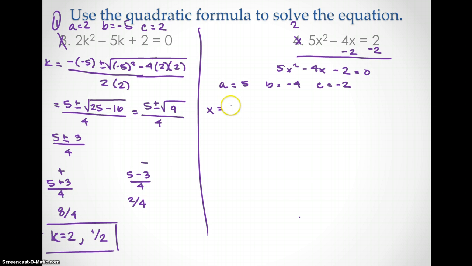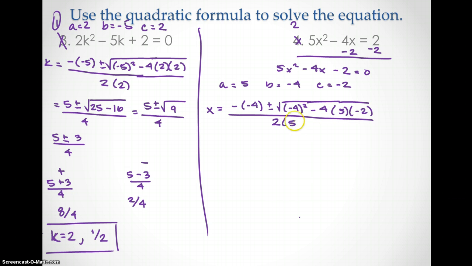So x equals negative b plus or minus the square root of b squared minus 4a, which is 5, times c, which is negative 2. That quadratic formula, beautiful people, you are going to need to memorize that because it's going to come up again and again in your math life. Maybe not your real life, but in your math life, you'll see it.